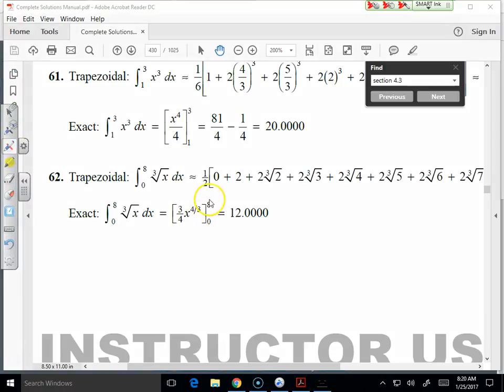This is section 4.4. So you guys, for this one to find exact, couldn't you put that in your calculator? And couldn't you get 12? Yes. That's how I expected you to do it on this one. Remember, next one?